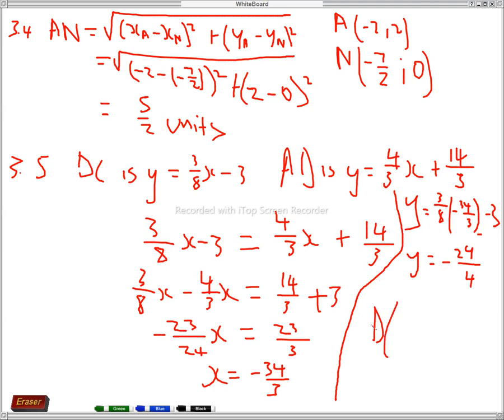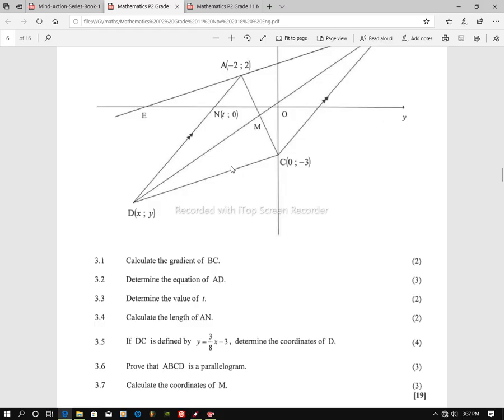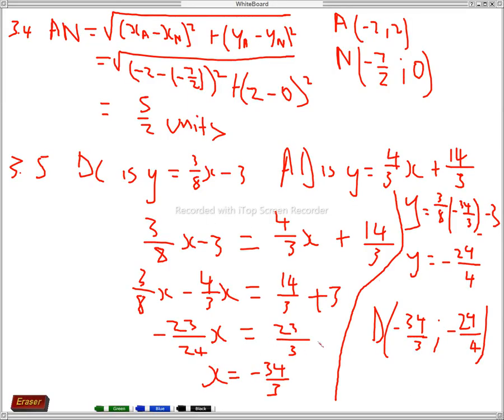D is negative 34 over 3, and negative 29 over 4. So let's just go there. Look at D. The x is negative, the y is negative. So our values make sense because they are all negative, you understand? They make sense. D is in the negative quadrant there.